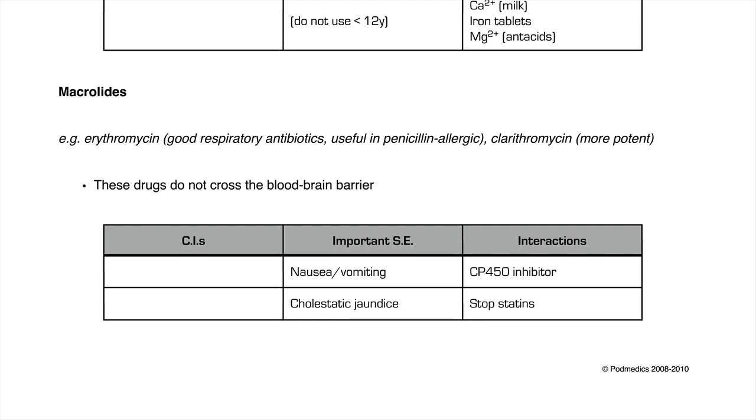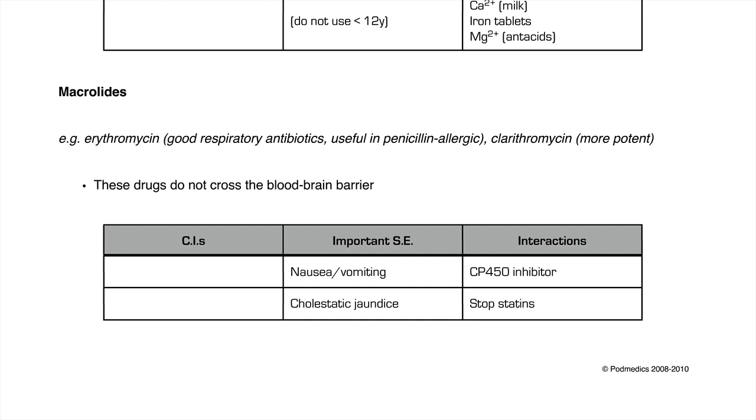It's also a drug that you will often first think of when you're thinking of a penicillin, but the patient is penicillin allergic. It's important to note that these drugs do not cross the blood-brain barrier, so they wouldn't be useful in things like meningitis.